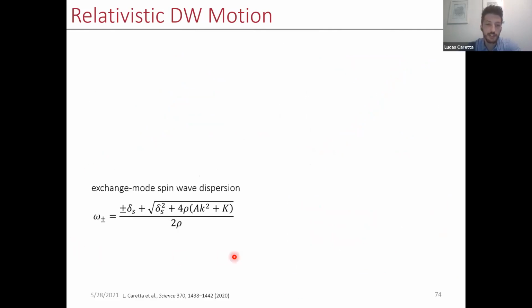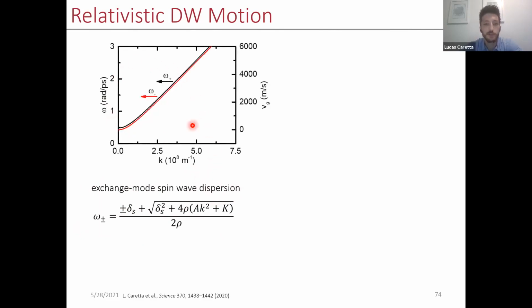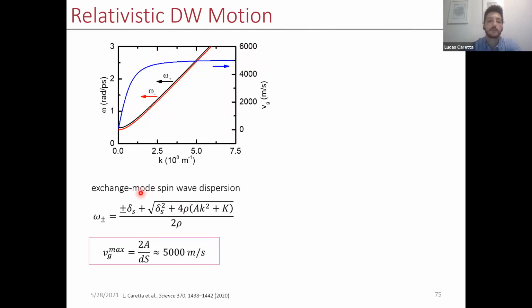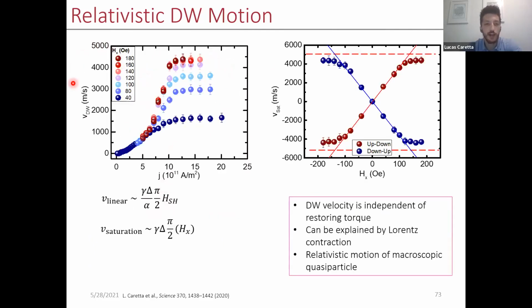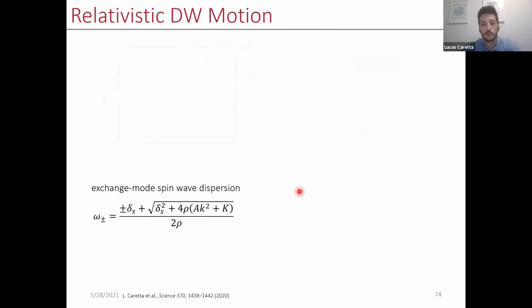And so what we've done is actually calculated the exchange mode spin wave dispersion for our material using only experimentally derived parameters. So there are no textbook values here. These are all measured in our material system. If I plot that dispersion relationship, it looks like this. And if I take the derivative of this dispersion relationship, I get the group velocity of the magnon, which saturates at around 5,000 meters per second. If you remember on the previous slide, the velocities that we're seeing in the system are on that order, very close to 5,000 meters per second.